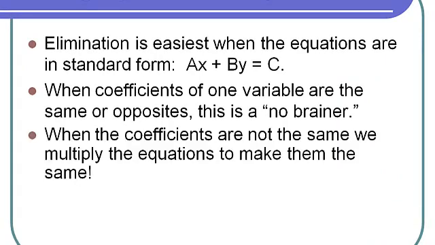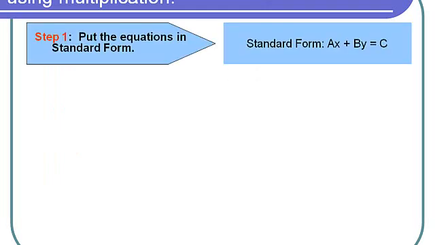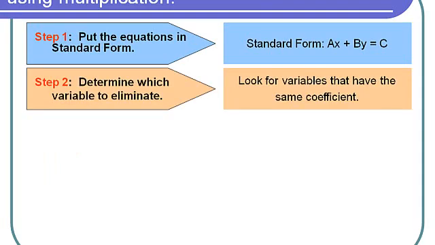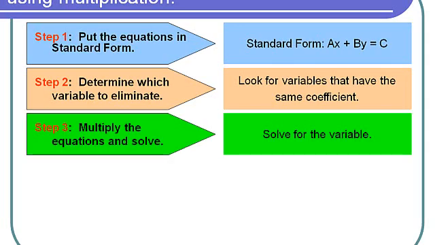When the coefficients are not the same, then we multiply the equation all the way through so that I have similar coefficients. To solve a system of equations by elimination, here are your steps. Number 1, put the equations in standard form. Step number 2, determine which variable to eliminate. So you're going to look at the coefficient. If they have the same coefficient, then you will use that one. Multiply the equations if necessary and solve for the variable.